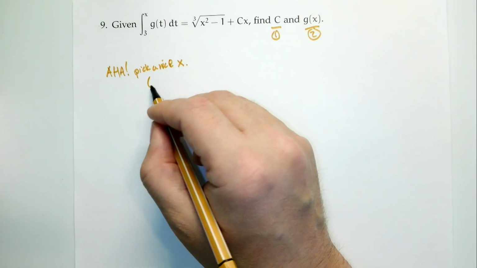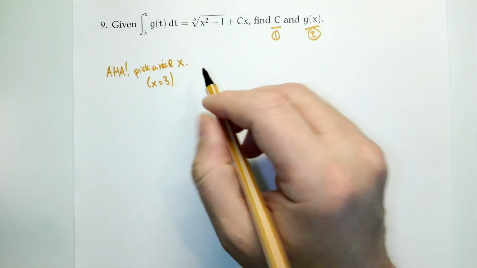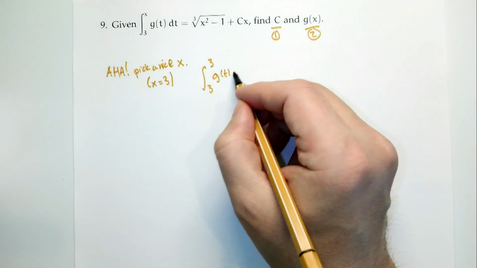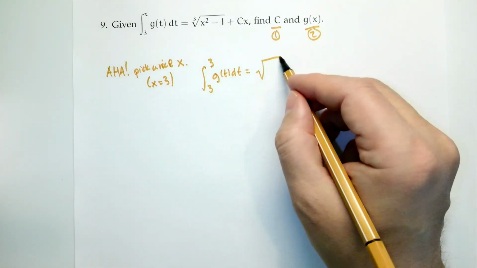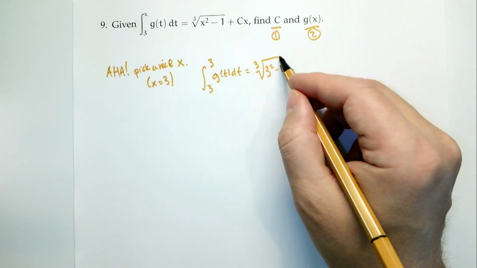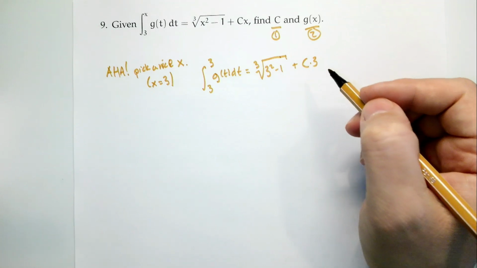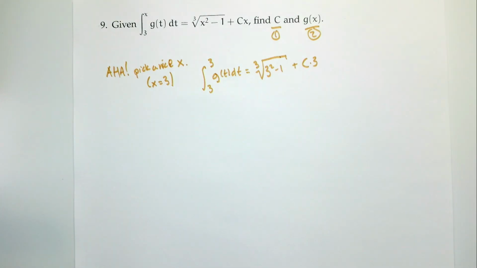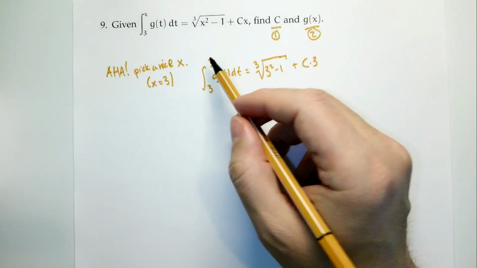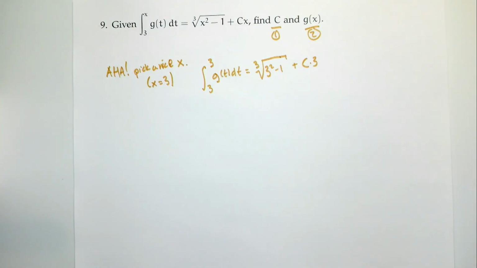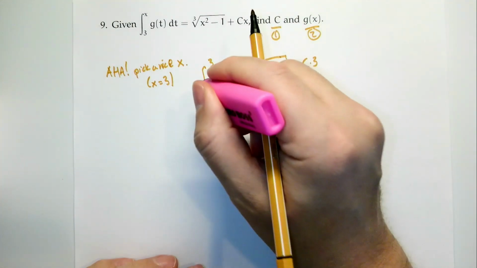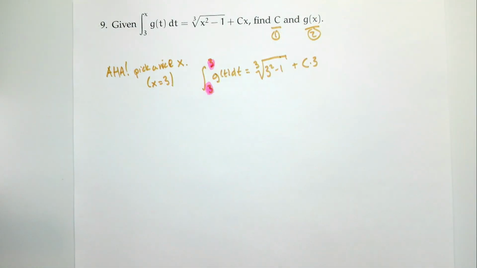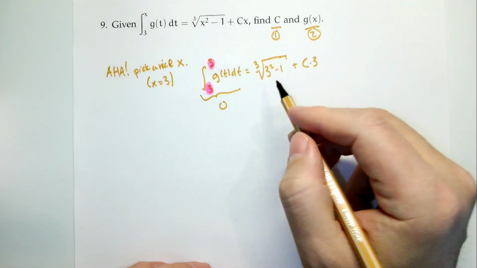In our case, our nice value is 3, because we'd have the integral from 3 to 3 of g of t dt is equal to the cubed root of 3 squared minus 1 plus c times 3. The integral from 3 to 3 is the one integral that's very, very easy to do because the bounds match. Whenever you have matching bounds, the integral is automatic. You don't have to do anything at all. Actually, it's a freebie. And so we get that this is 0.